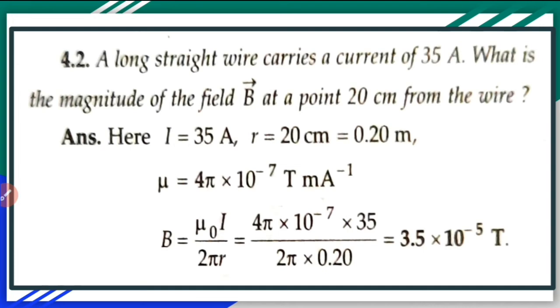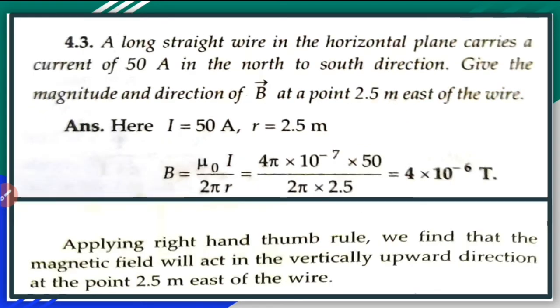Very easy one. Now 4.2. A long straight wire carries a current of 35 ampere. What is the magnetic field B at a point 20 centimeter from the wire? It is a straight wire. We know the expression for the magnetic field due to a straight wire carrying current is mu 0 I by 2 pi r. Here I is 35 ampere and r, the distance of the point, is 20 centimeter, that means 0.2 meter. Substituting the values, we will get 3.5 into 10 raised to minus 5 Tesla.